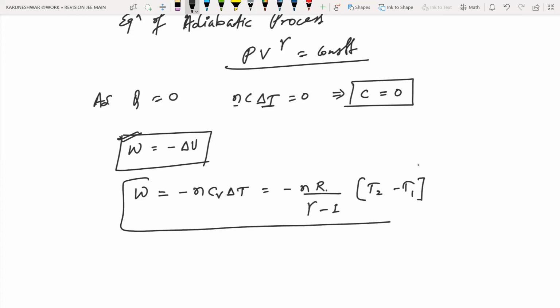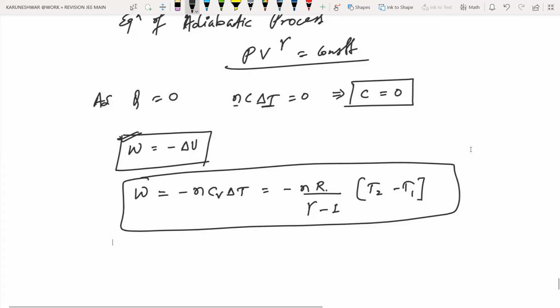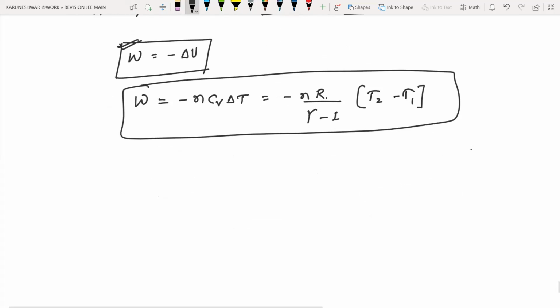Whenever it is needed, you need to remember this one. And if you want to make it positive, you can write it as nR, then 1 minus gamma, then T2 minus T1. Or you can write it as T1 minus T2 over gamma minus 1 only. It depends upon you which one you remember, but this is the main form you need to keep in mind.